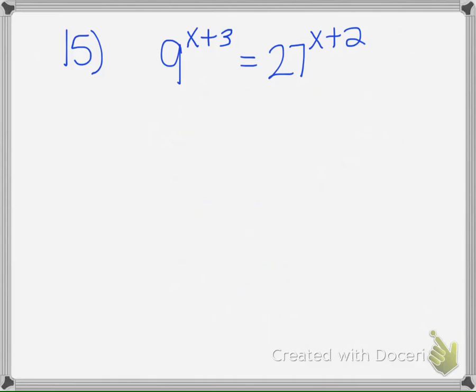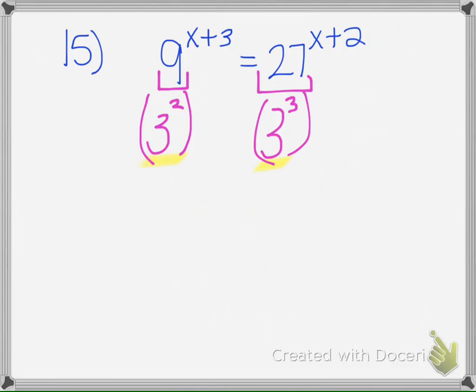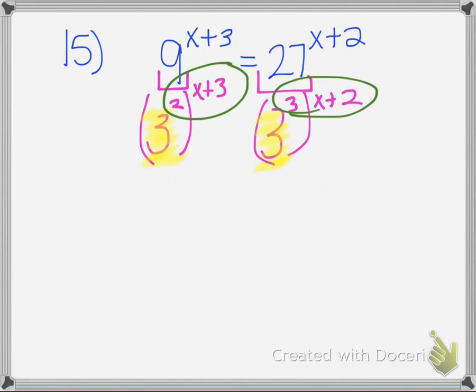Okay, same thing here. I'm going to take the 9 and the 27, and I want to try to make them the same. So I know that 3 to the second power is 9, and I know 3 to the third power is 27. So I made these the same. So now I'm going to bring down the rest of the problem. And since these are the same here, I want to make these the same.